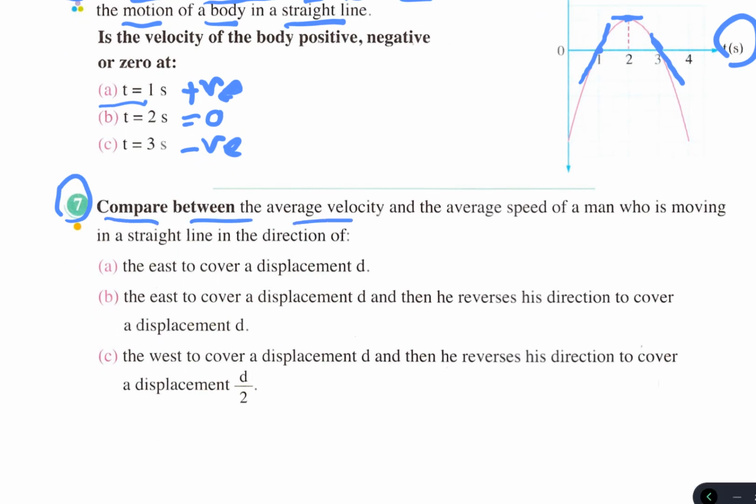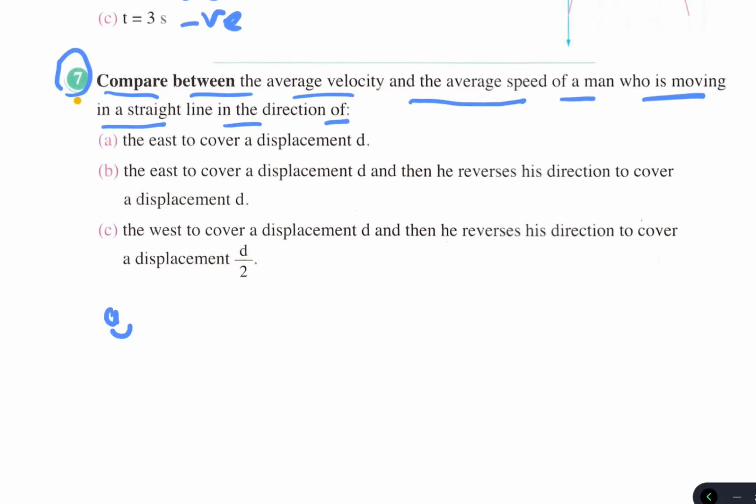Compare between the average velocity and the average speed of a man who is moving in a straight line in the direction of A, the east, to cover displacement D. So the man is moving this way, where this is 0 and this is east. As you see, here the velocity equals speed. The average velocity equals the average speed. Both are equal.